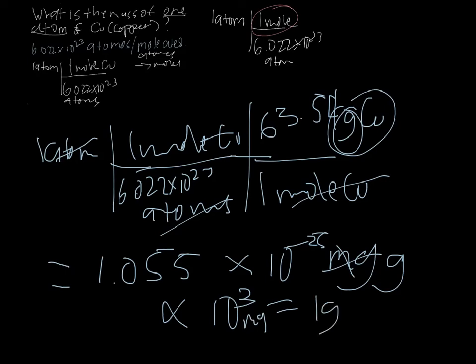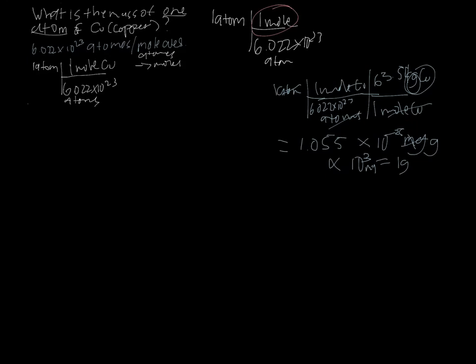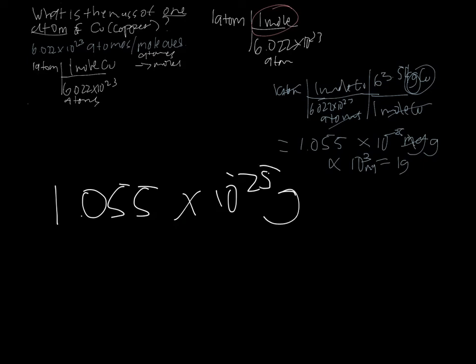So as you can see, our final answer, which we could calculate in grams or milligrams, but in our case we'll just do grams, would be 1.055 times 10 to the negative 25 grams per 1 atom of copper.